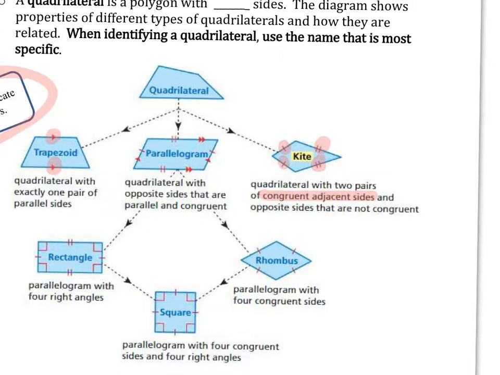Something that also happens inside our kites is that these 2 angles here that are across from each other and in between those congruent adjacent sides are also congruent. So that's just something to keep in the back of your head.